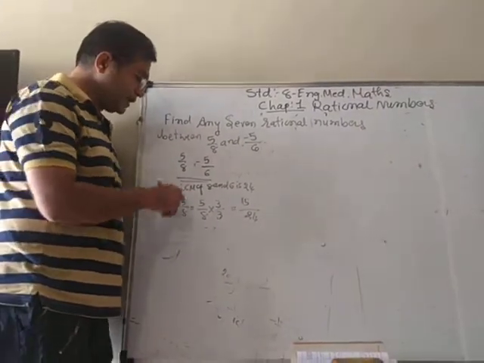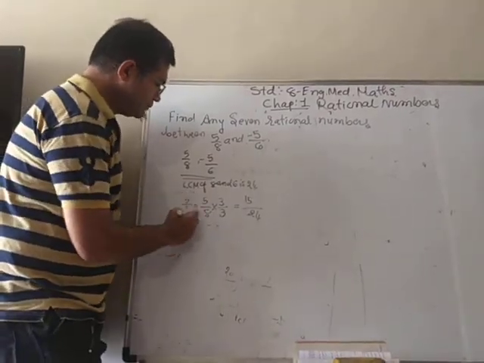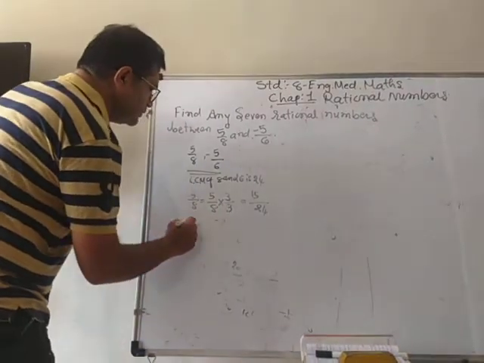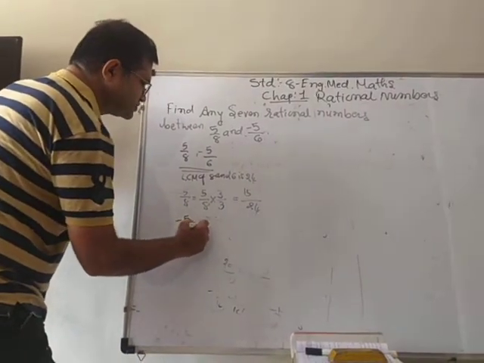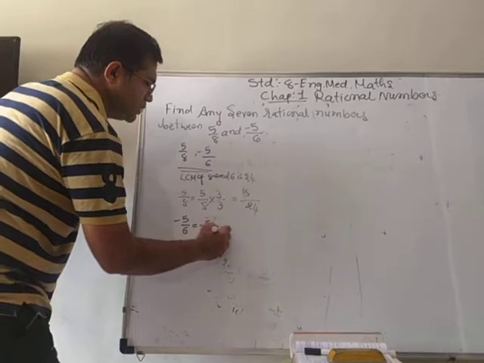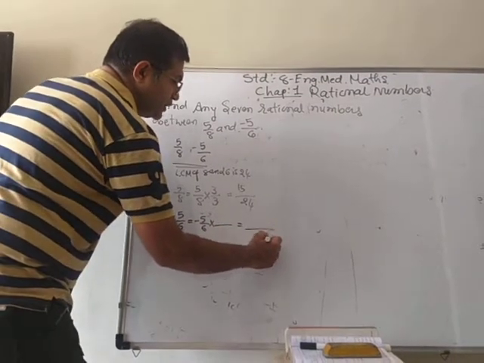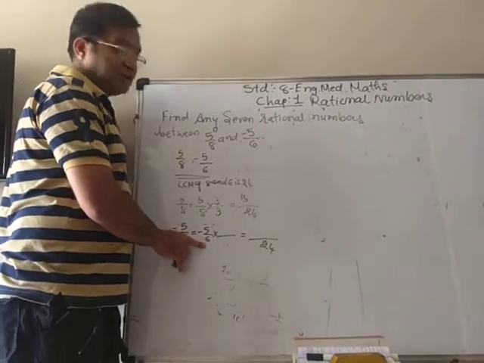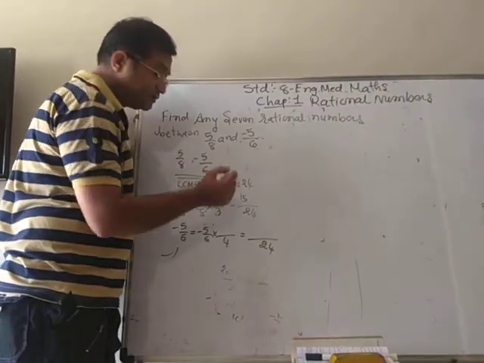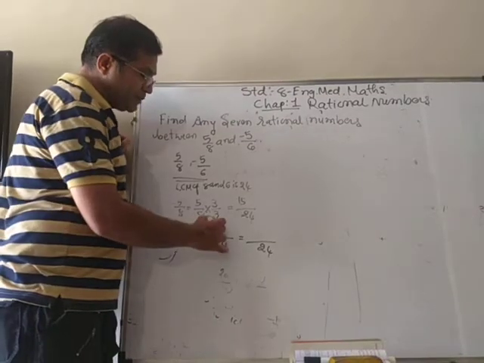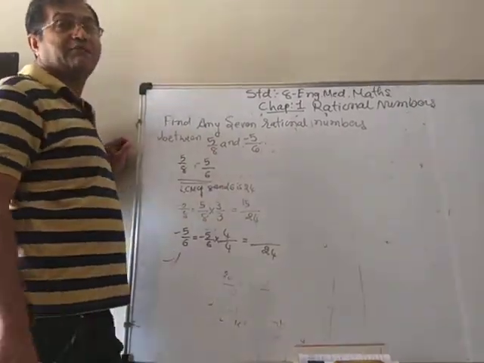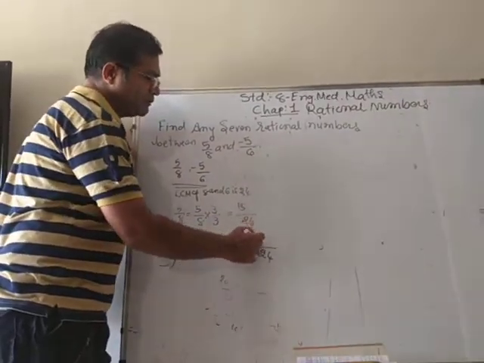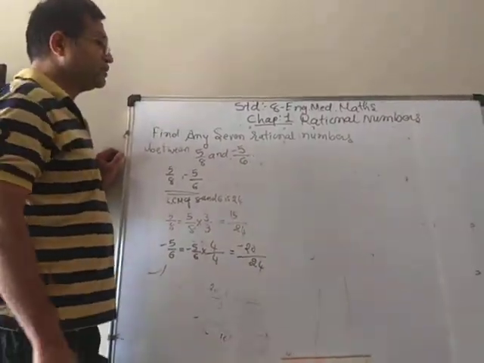Then again the second number, minus 5 upon 6. Here also we have to bring 24 in the denominator. So in the table of 6, 4 6s are 24. It means that we have to multiply both the numerator and denominator by 4. So we will get here minus 5 4s are minus 20 upon 24.